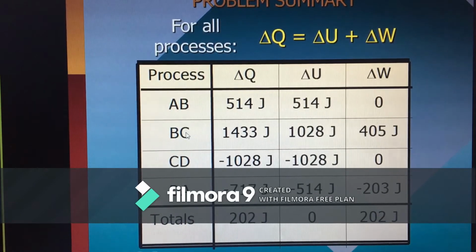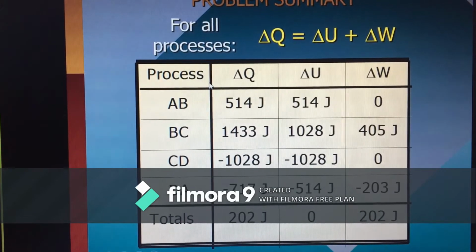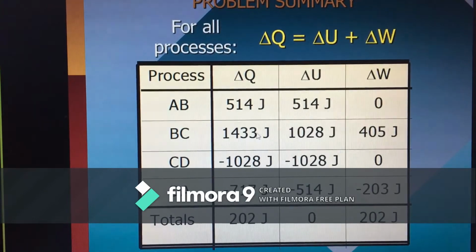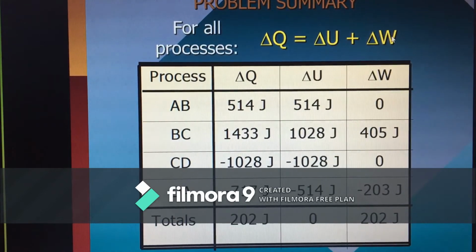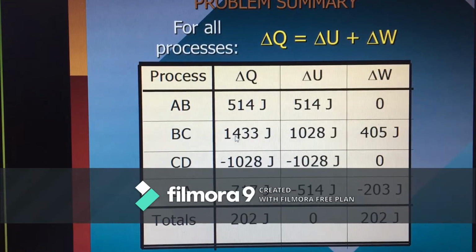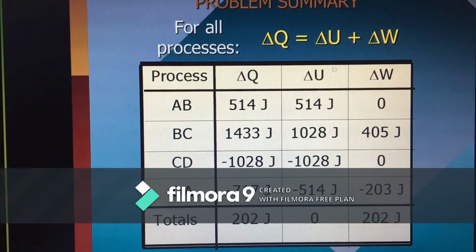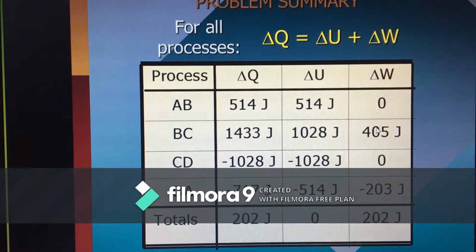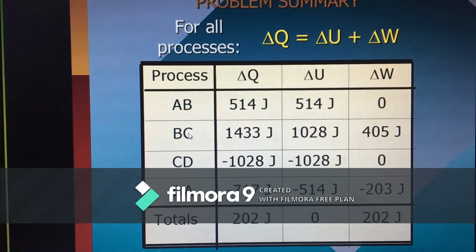And then from point B to point C, if you refer to the previous PV diagram, BC is the isobaric process. From this formula, delta Q is equal to the sum of delta U and delta W. That's why the 1433 joules is just the sum of delta U and delta W. By the way, AB is the isochoric process, and BC is isobaric, constant pressure.